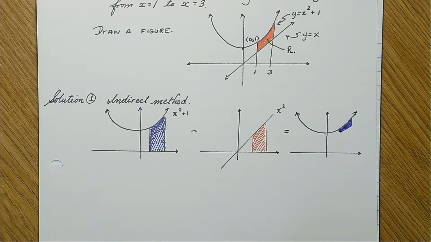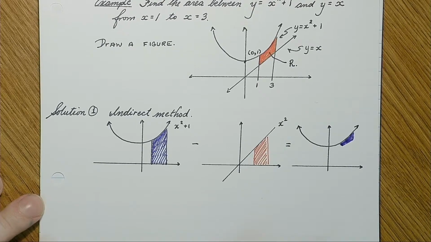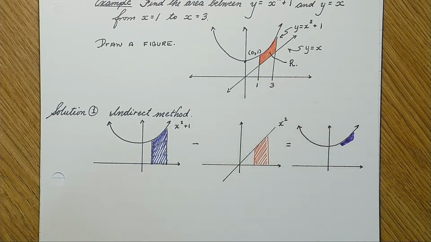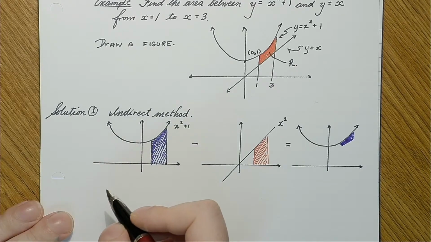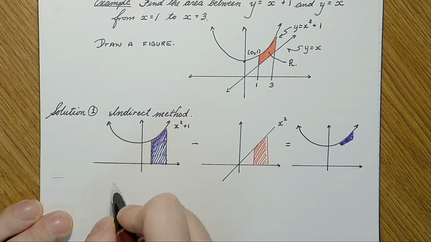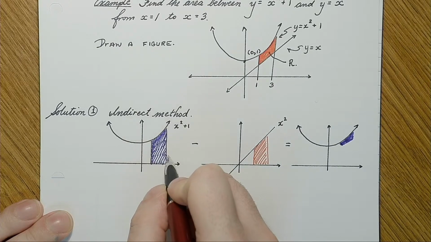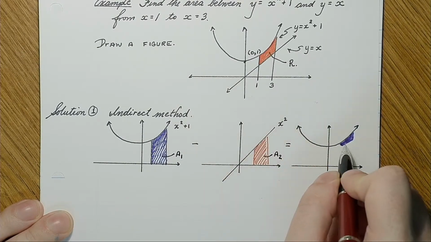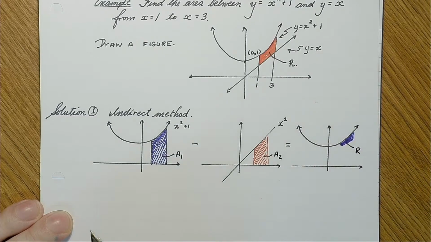So is everyone okay with that so far? What am I about to do? You can think of that as the total area. This is the area I'm going to take away, and I should have the area that I want remaining. And that's why we were calling it the indirect method. So here's A1 and here's A2. That should be my R. Okay, perfect.